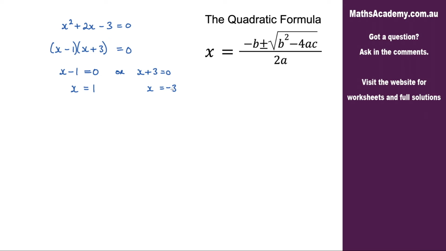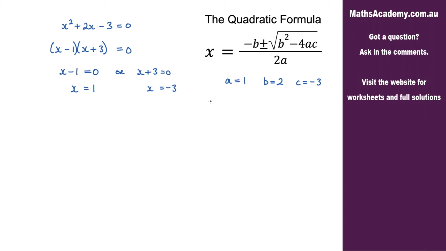Now, if I'm going to use the quadratic formula, the way I like to do this is first of all assign the values for a, b, and c. So a would be equal to 1. It's the coefficient of the x squared term. b is the coefficient of the x term, which is 2. And c is the constant, which is -3. And always be careful with your positives and negatives.